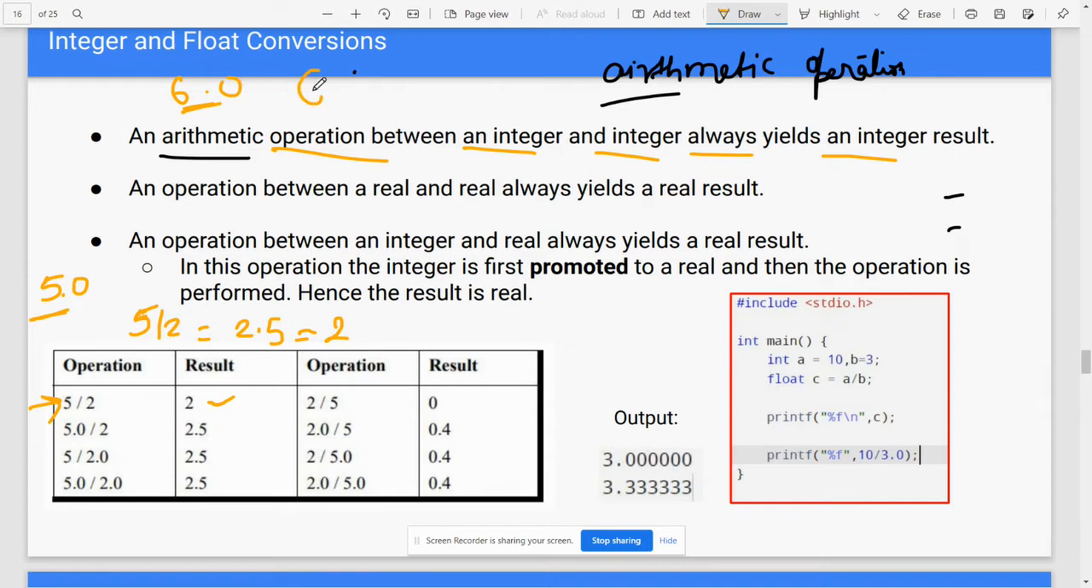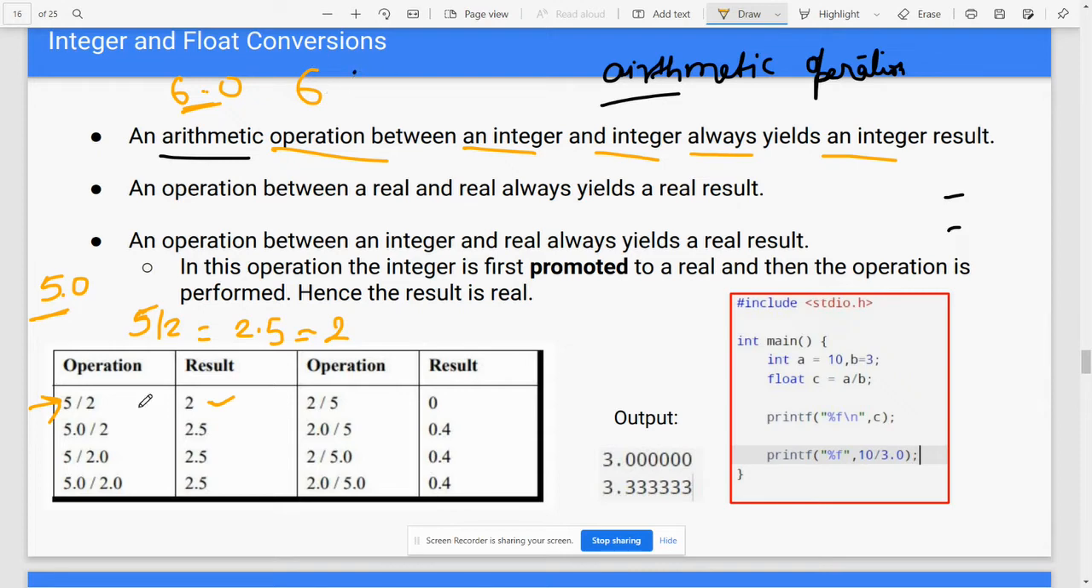But 6, simply 6, is an integer. So these two things are different in terms of programming languages. This 6.0 means we are talking about real values or float values. But 6 means we are talking about an integer in terms of programming languages, in terms of C.